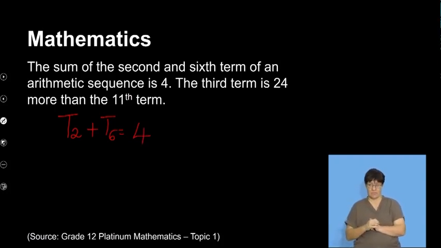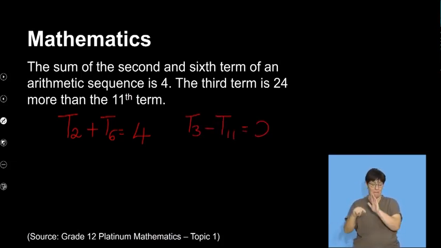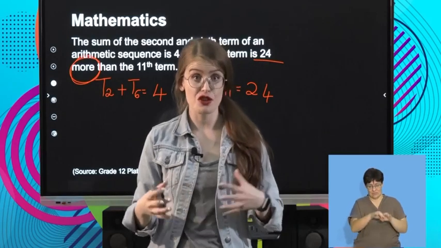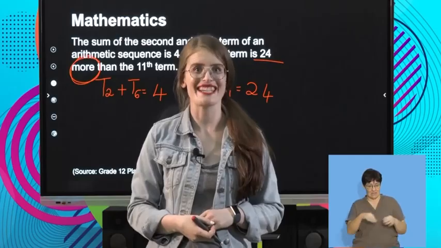When I say that the third term is 24 more than the 11th term, that means that T3 minus T11 would have to be equal to 24. Why? Because the third term is 24 more than the 11th term. So all that I've done is I've written down the sentence, but now I've written it mathematically using Tn values. Let's now replace those Tn values with expressions for A and D.